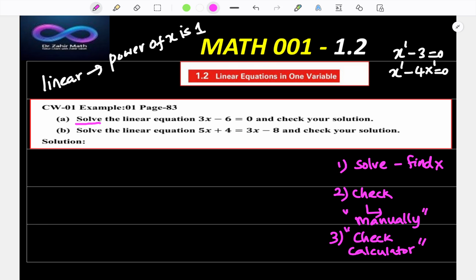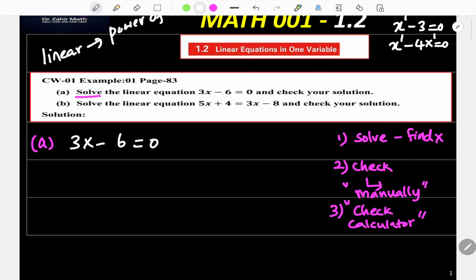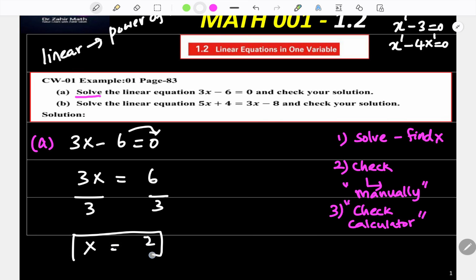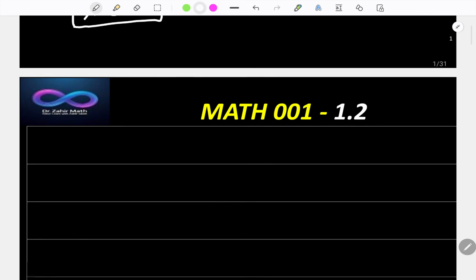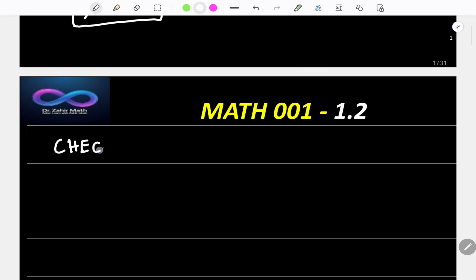Let's go to the first question. Solve the linear equation. A question: 3x minus 6 equal to 0. They ask you to check your solution. So 3x is equal to 6, this minus 6 goes to that side. Divide by 3. So x is equal to 6 by 3, which is 2. Now I'm going to check whether this solution is correct or not.